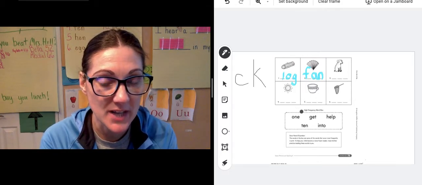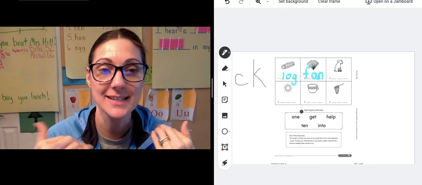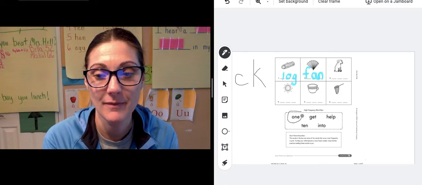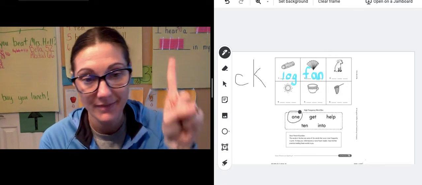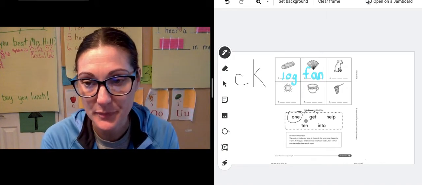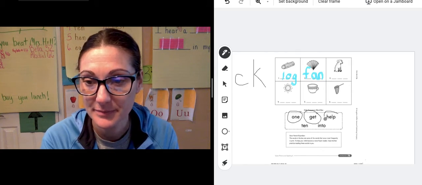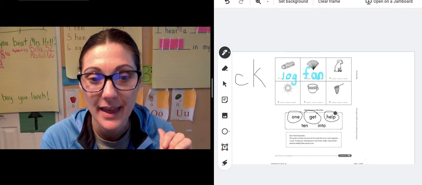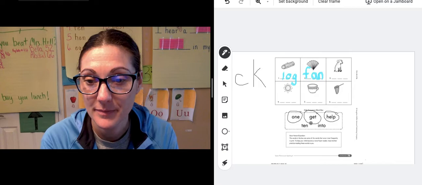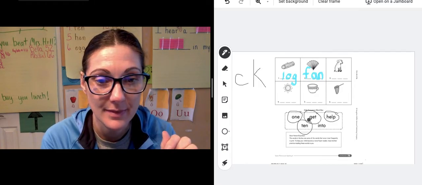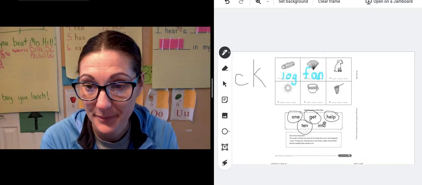Let's try our sight words. I'll circle it, you say it, and then I'll say it and see if you were right. One, like the number one. Get. Help. 10.